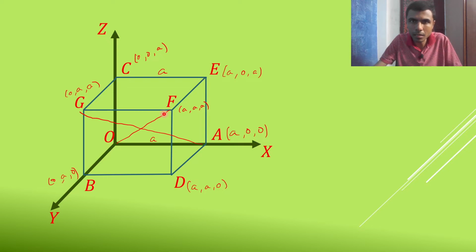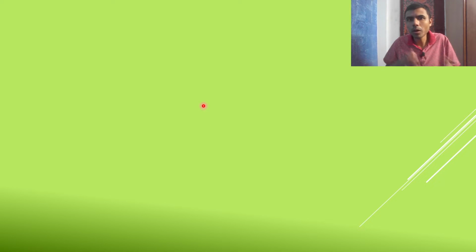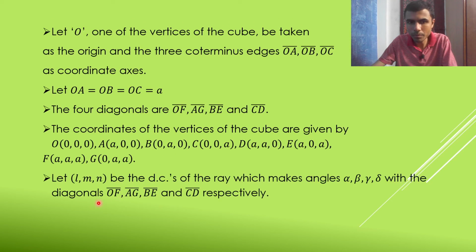To find out the angle, I need to find out cos alpha. To find out cos alpha, I'll either need DCs or DRs. Better to use DCs in this case. So for the ray, I'm going to take its DCs as l, m, n. So let l, m, n be the DCs of the ray which makes angles alpha, beta, gamma, delta with the diagonals. Alpha is the angle which it makes with OF, beta with AG, gamma with BE, and delta with CD. Fine. Now next.